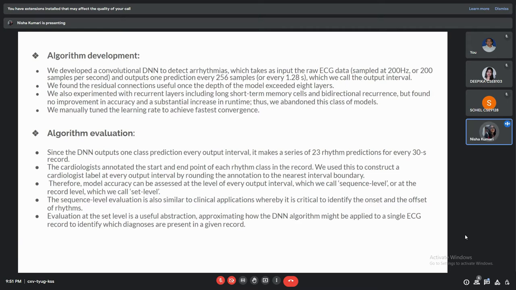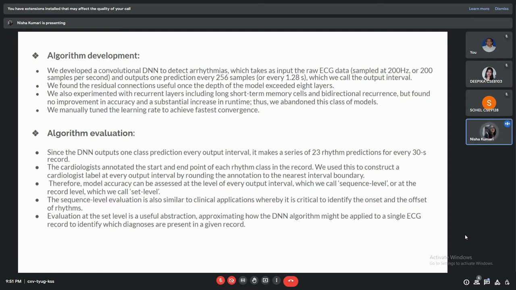We also experimented with recurrent layers, including long short-term memory cells and bidirectional recurrence, but found no improvement in accuracy and a substantial increase in runtime. Thus, we abandoned those models.